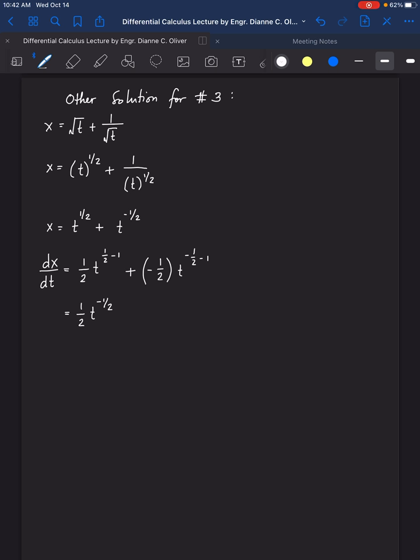Plus, oh no, are we going to plus this one? Okay, so that becomes negative. Negative t, 1/2, t raised to, what is negative 1/2 minus 1? So that is negative 1/2 minus 2 over 2. So that is negative 3/2.